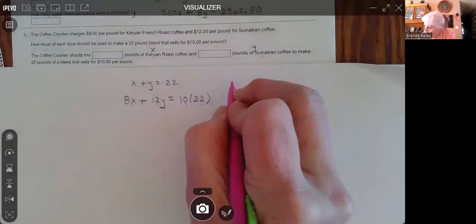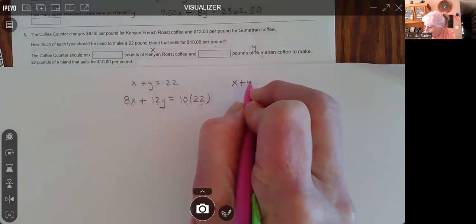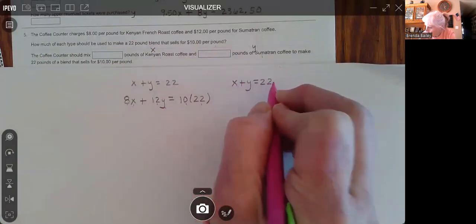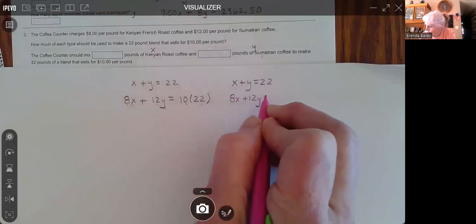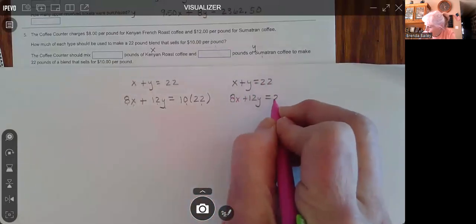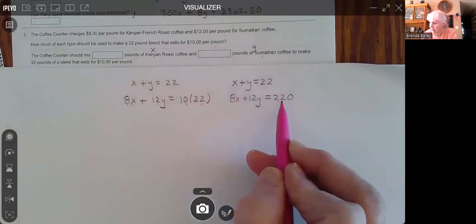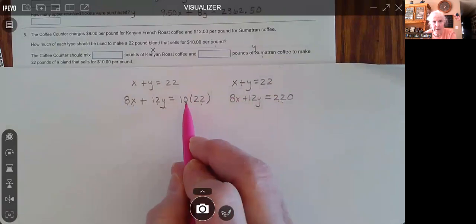So I'll go ahead and write our first equation. And then we have 8x, I'm trying to line them up, but oh well, plus 12y equals 220. So it's $220. You've got 22 pounds and you're going to sell it for $10 a pound.